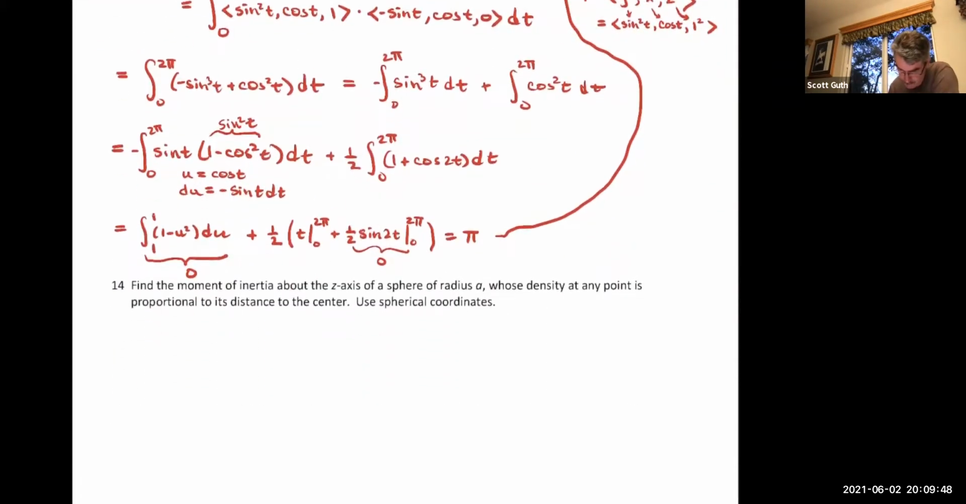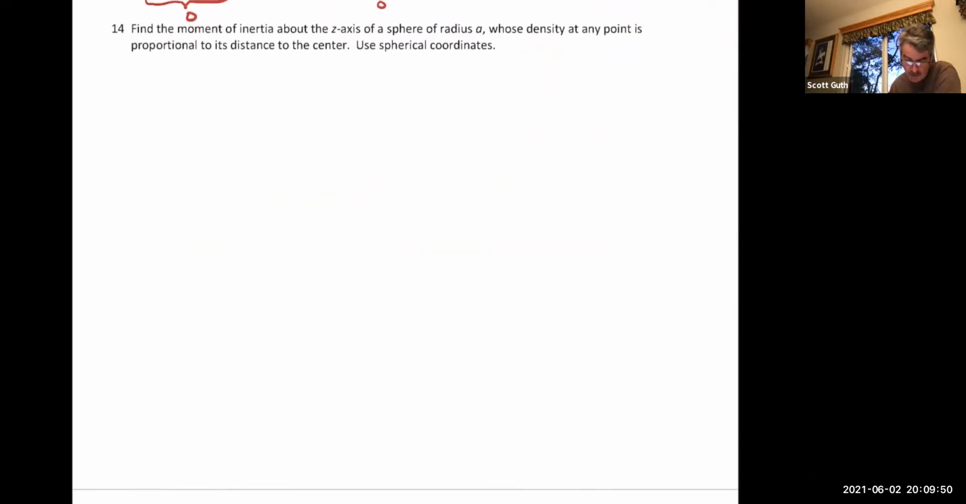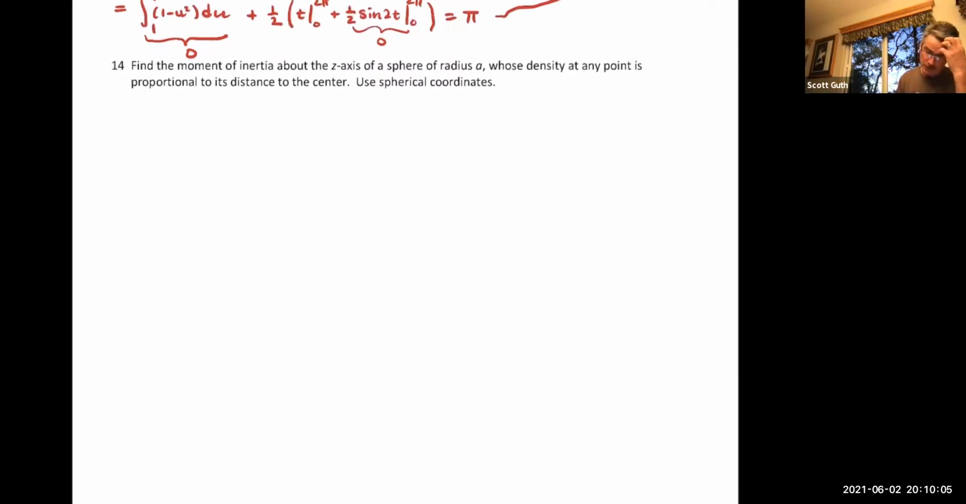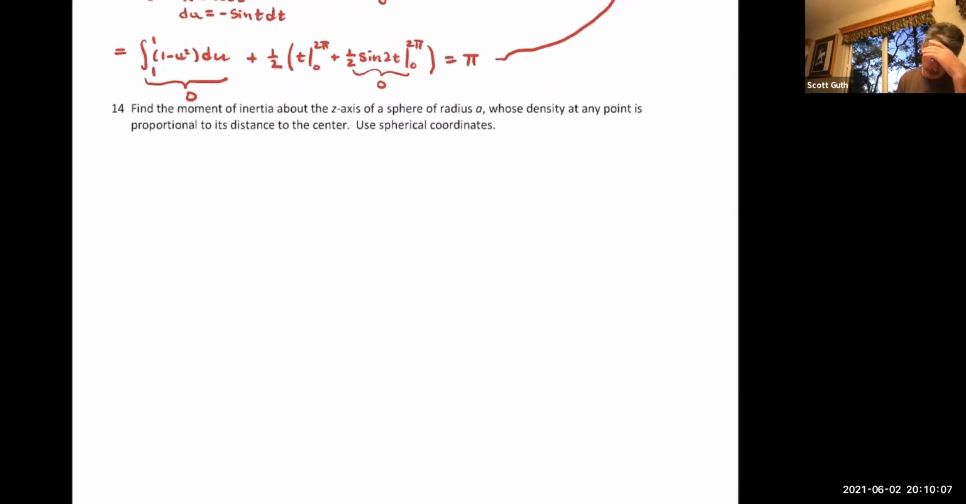Okay, one more. This one says find the moment of inertia about the z-axis of a sphere of radius a whose density at any point is proportional to the distance to the center of the sphere. Okay, that sounds pretty straightforward.